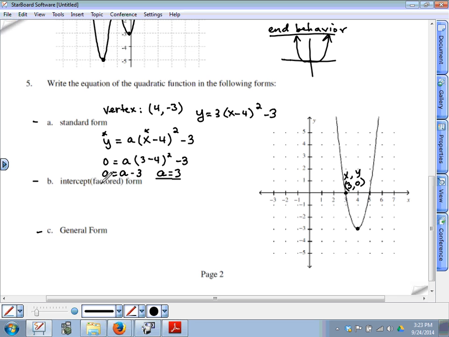Now, intercept or factored form, we know that it has zeros at positive 3 and positive 5. Intercept form looks like this: y equals a, and then we have x minus p, x minus q, where p and q would be found from the zeros. So we already know the value of a is 3, and we know that the zeros are 3 and 5, so it's x minus 3 and x minus 5.